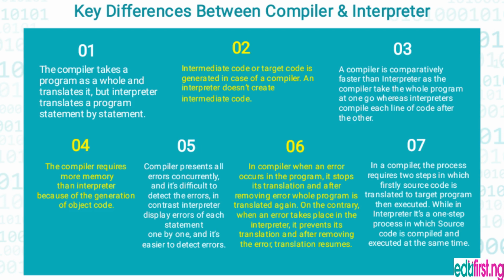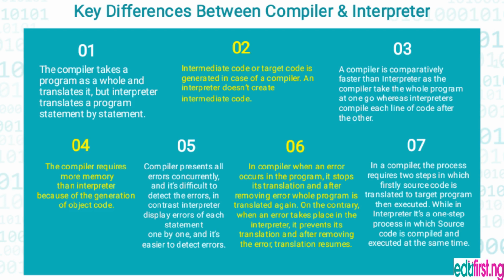A compiler is comparatively faster than interpreter, as the compiler takes the whole program at one go, whereas interpreters compile each line of code after the other. The compiler requires more memory than interpreter because of the generation of object code. Compiler presents all errors concurrently, and it's difficult to detect the errors. In contrast, interpreter displays errors of each statement one by one, and it is easier to detect errors.